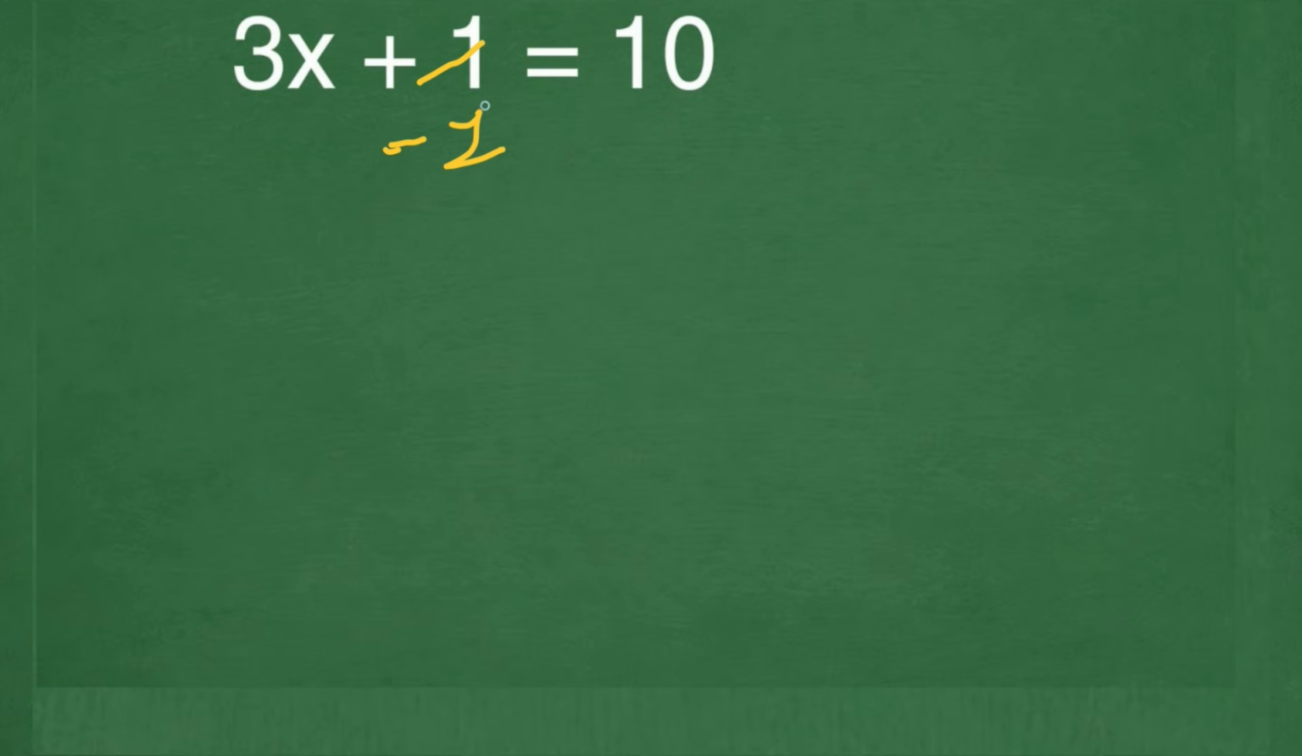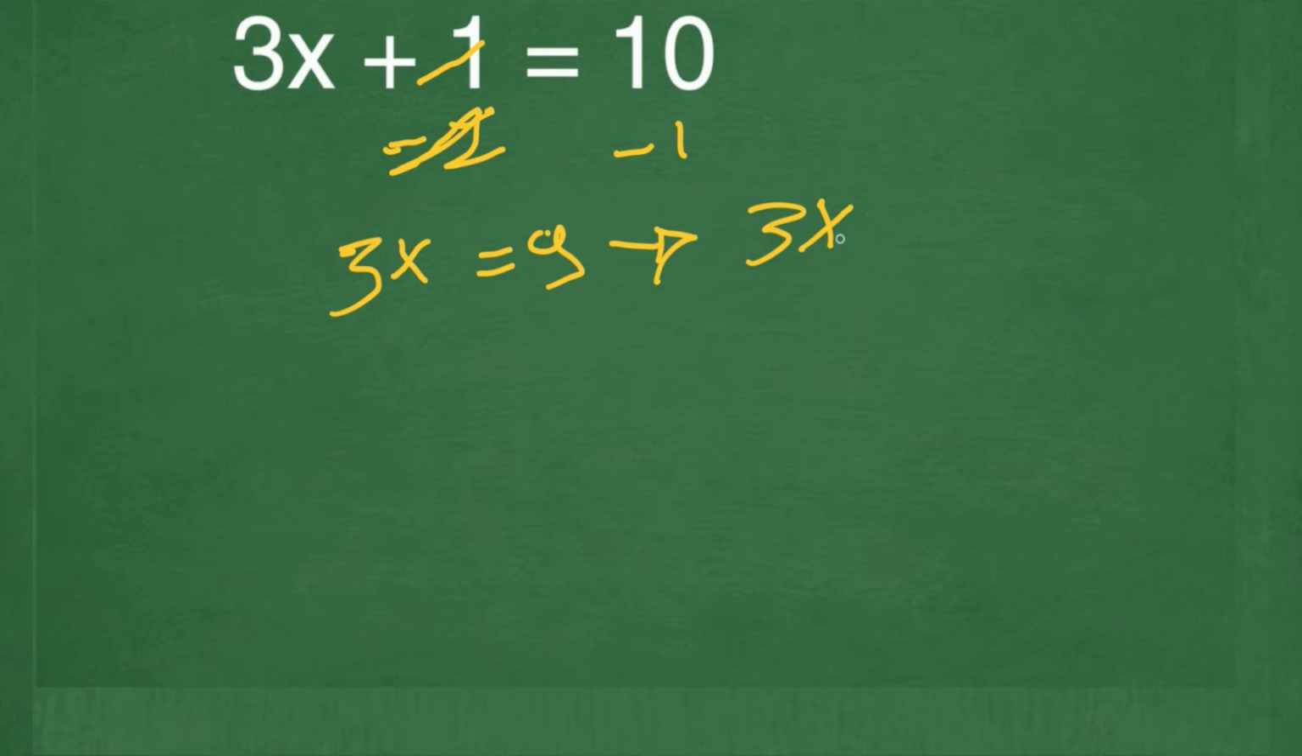Positive 1 cancels out negative 1, so the 1 is already gone. And we are left with only 3x. But we have to do the same on the right-hand side. So 10 minus 1 is equal to 9. So our new equation becomes 3x is equal to 9.